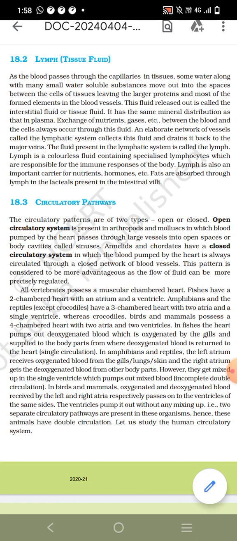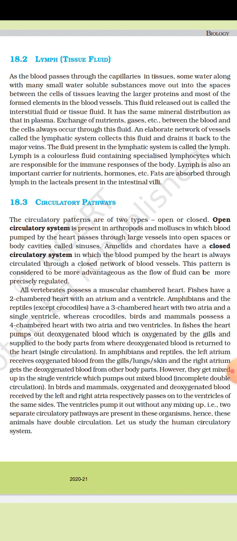Open circulatory system is present in arthropods and mollusca (OMA), in which blood pumped by the heart passes through large vessels into open spaces or body cavities called sinuses. Annelids and chordates have a closed circulatory system (ACC), in which the blood pumped by the heart is always circulated through a closed network of blood vessels. This pattern is considered more advantageous as the flow of fluid can be more precisely regulated. All vertebrates possess a muscular chambered heart.